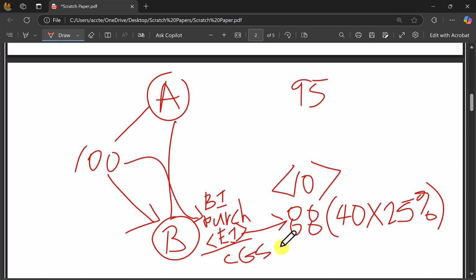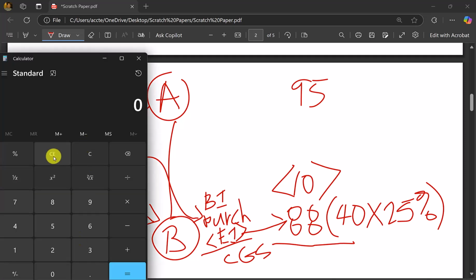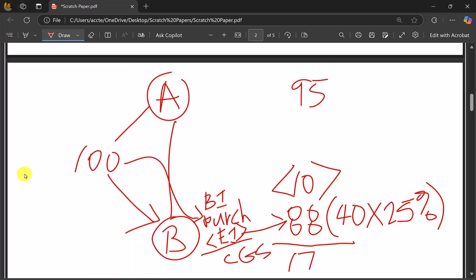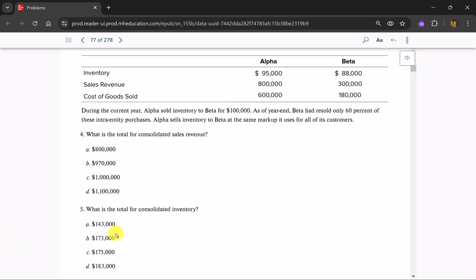So let me total up all of this here. That's the inventory of alpha. I think I need my calculator. Where's my calculator? 95 for alpha plus 88 for beta reduced by the profit of 10 inside of that 88, or 173,000 is the consolidated ending inventory. Answer B here.